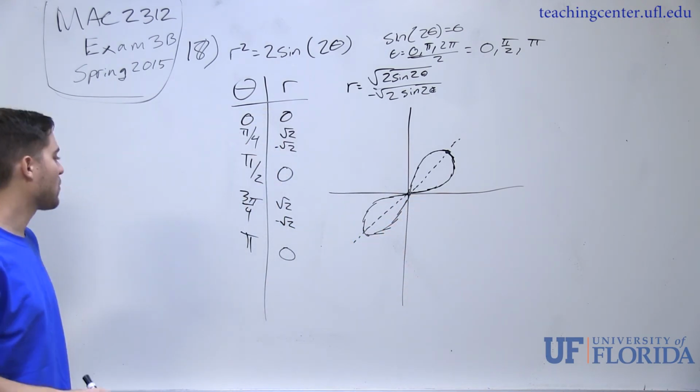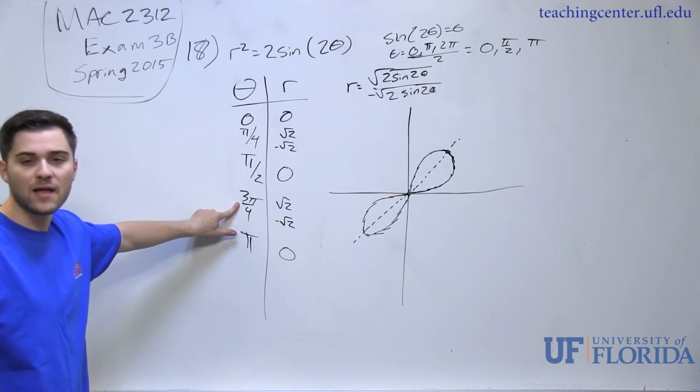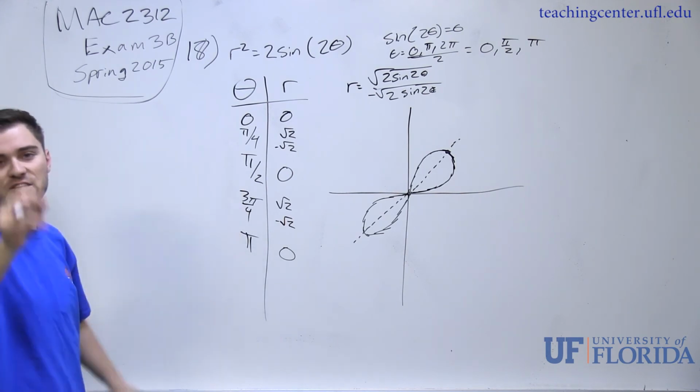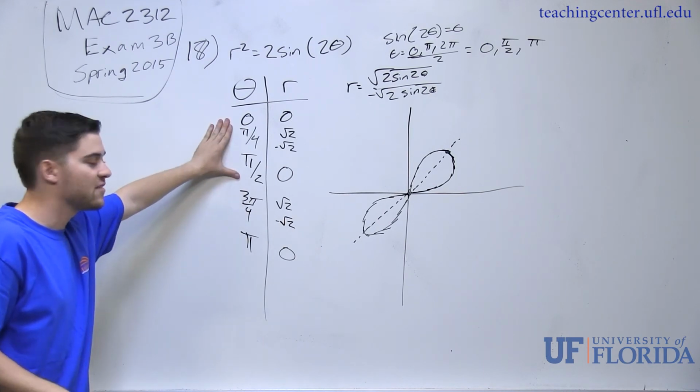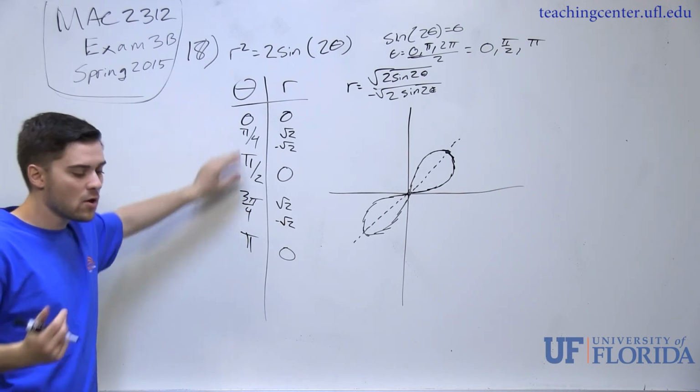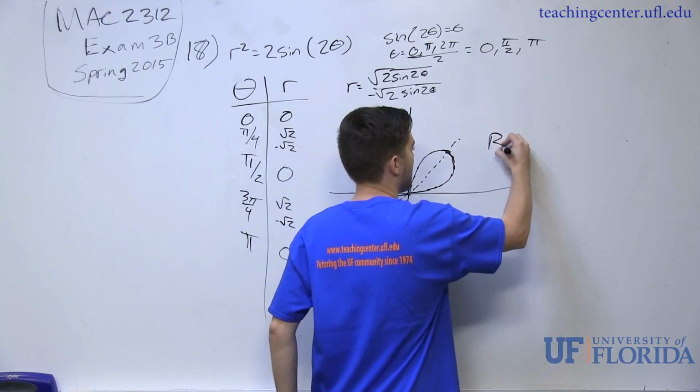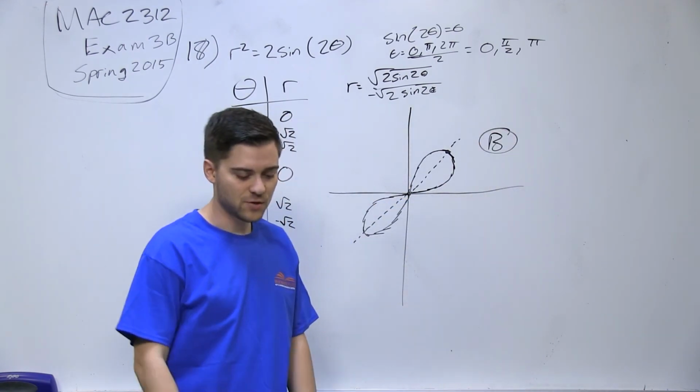So I have my general shape already. And if I go ahead and plot this point again, what I end up finding is that it actually just traces over itself. So there's really no need to actually plot anything further than this. This tells us our overall shape. So if we're looking for the overall shape, the answer would be B.